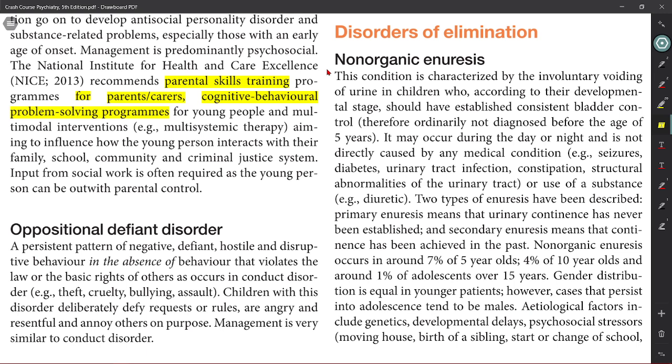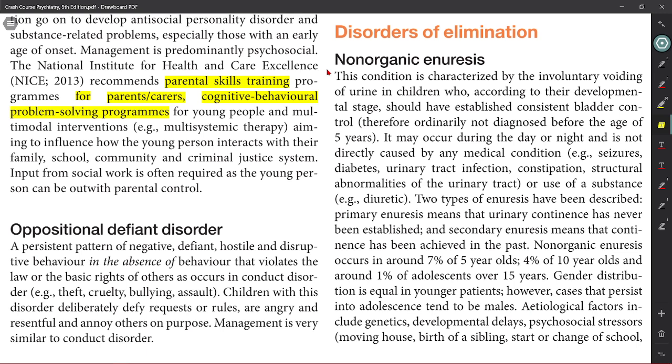It may occur during the day or night and is not directly caused by any medical condition like seizures, diabetes, or urinary tract infection, or even constipation, structural abnormalities of the urinary tract, or use of substances like diuretics. 2 types of enuresis have been described. Primary enuresis means that urinary continence has never been established, and secondary enuresis means that continence has been achieved in the past.